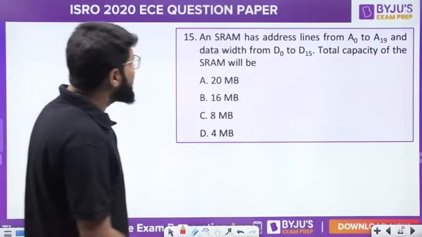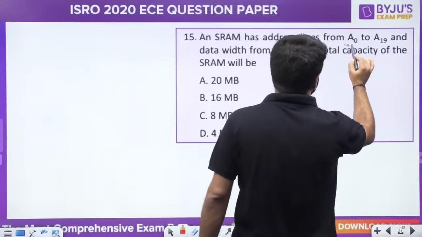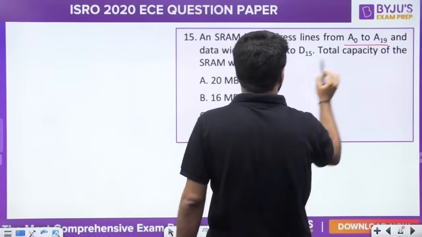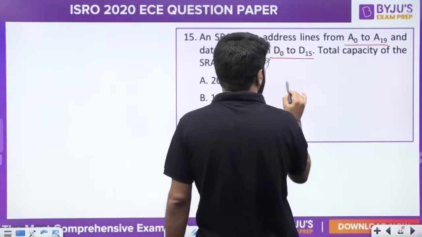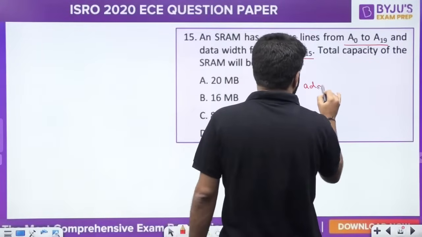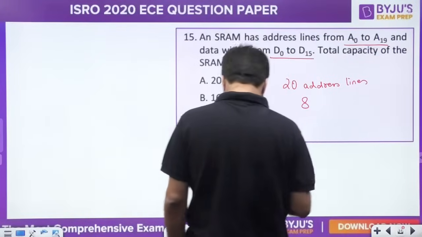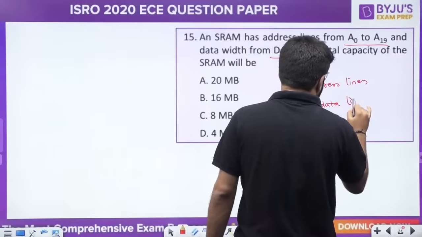Now, SRAM has address lines. This is a memory-based question. Whether it is SRAM or anything else, the memory has address lines from A0 to A19, that is 20 address lines, and the data width from D0 to D15. Sorry, so that is 16 data lines. One line will carry 1 bit.